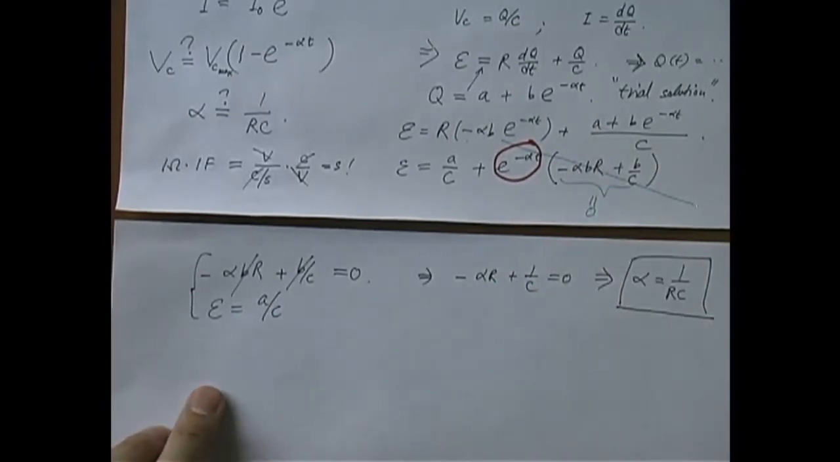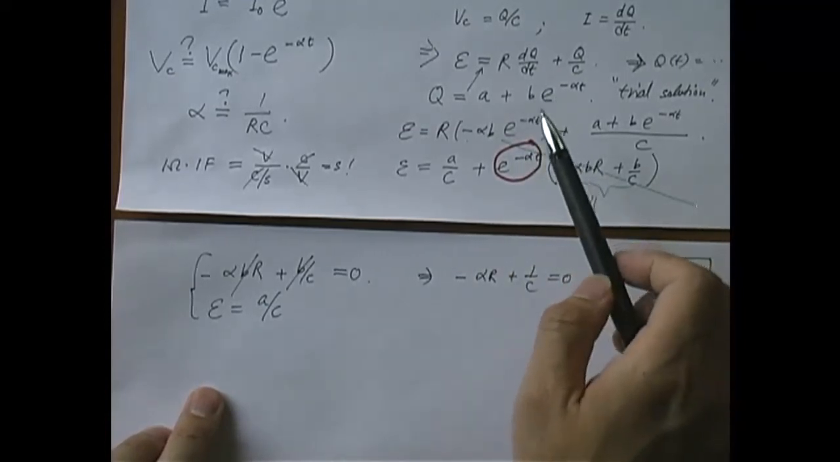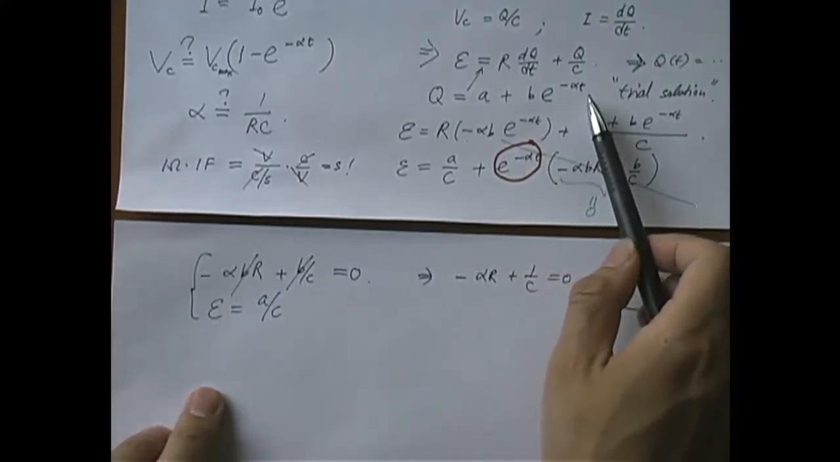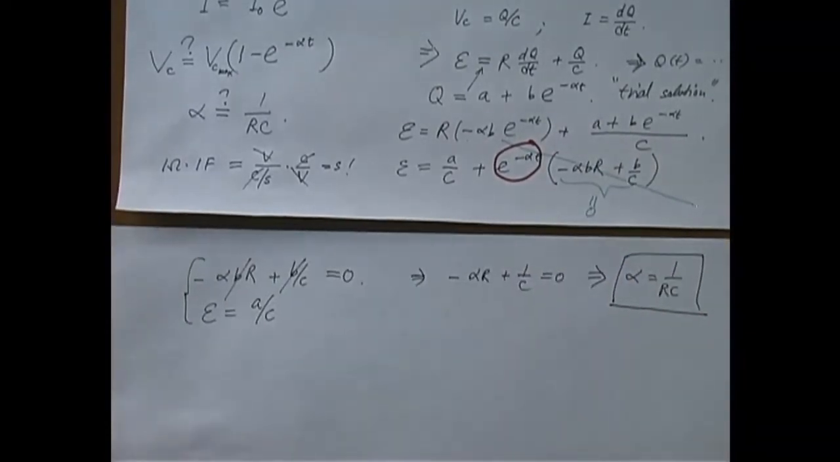So we have the general solution. Q is still a plus b e to the negative alpha t. That still looks like a general solution. We haven't fixed a and b yet, but not to worry, we'll figure that out. How do we figure that out?